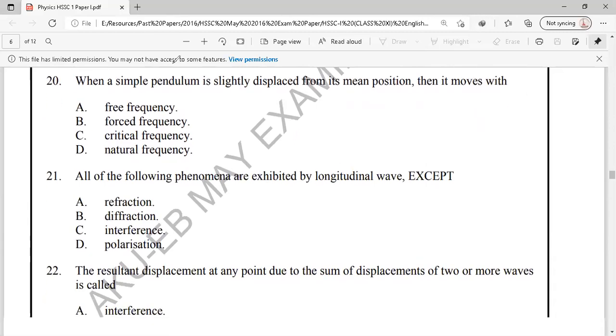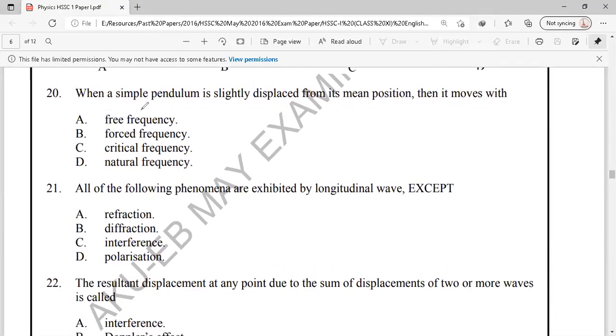Then we have question number 20. When a simple pendulum is slightly displaced from its mean position, then it moves with which of the following frequencies? Whenever a simple pendulum is slightly displaced, that pendulum starts vibrating with its natural frequency until an external force is applied on it. So that pendulum will vibrate or oscillate with its natural frequency. So the correct answer is option D.